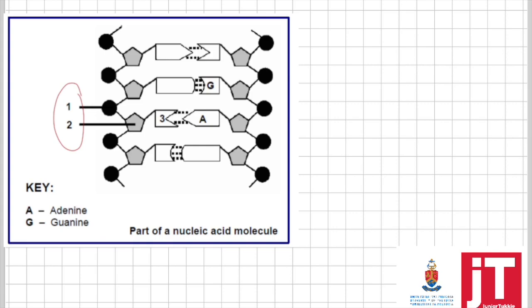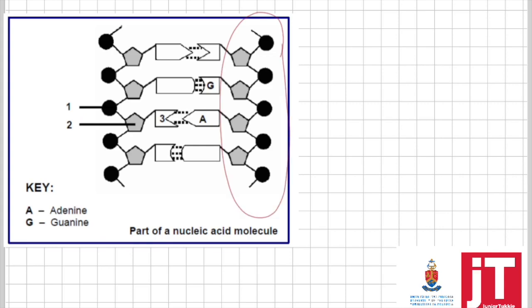So when we want to be more specific, we can see that 1 is the phosphate group, and 2 is not only the pentose sugar, but now we need to be even more specific. This is a DNA pentose sugar, so we need to be calling it the deoxyribose sugar. That's the unique sugar that makes up a DNA nucleic acid.